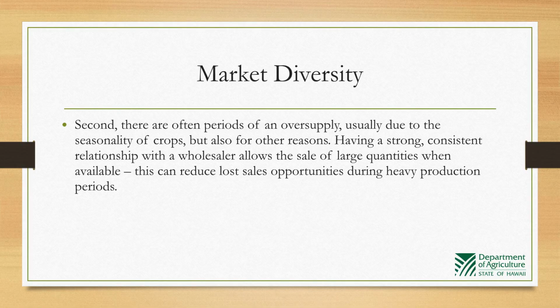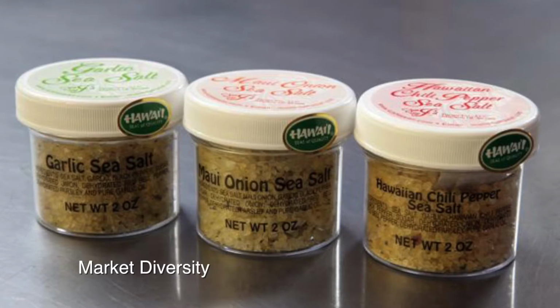Second, there are often periods of an oversupply, usually due to seasonality of crops and other reasons. Having a strong, consistent relationship with a wholesaler allows the sale of larger quantities when available. This can reduce lost sales opportunities during heavy production periods.